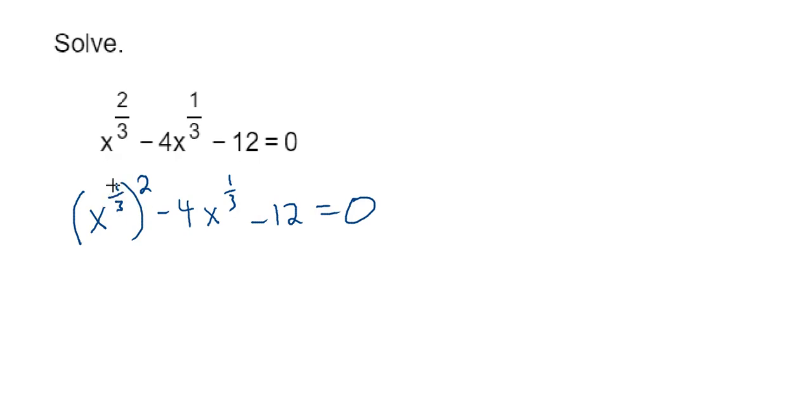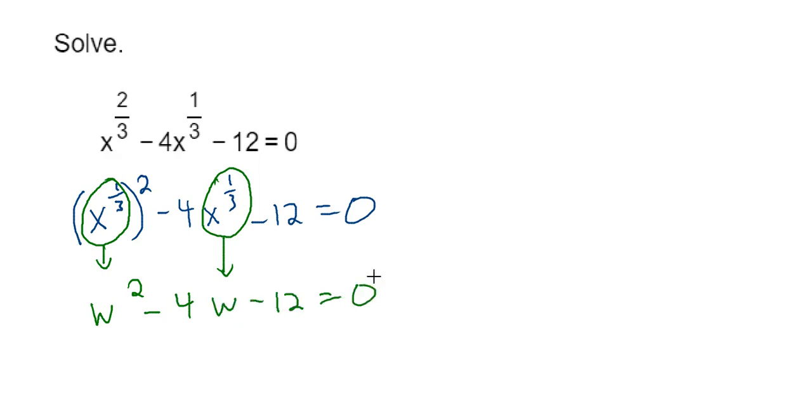Now I will replace the X to the 1/3 power with W in both of these cases. So W will cover up this X to the 1/3 power. So this will become W squared minus 4 times W, which covers up this X to the 1/3 power. So again, I'm consistent. W is replacing the same thing everywhere in this equation. That's the important thing. You can't let W replace one thing here and then something else over here. So for this problem, everywhere, W is replacing X to the 1/3 power.